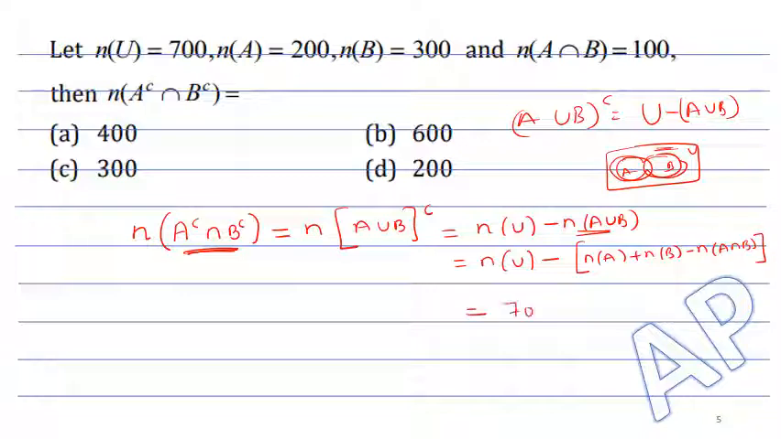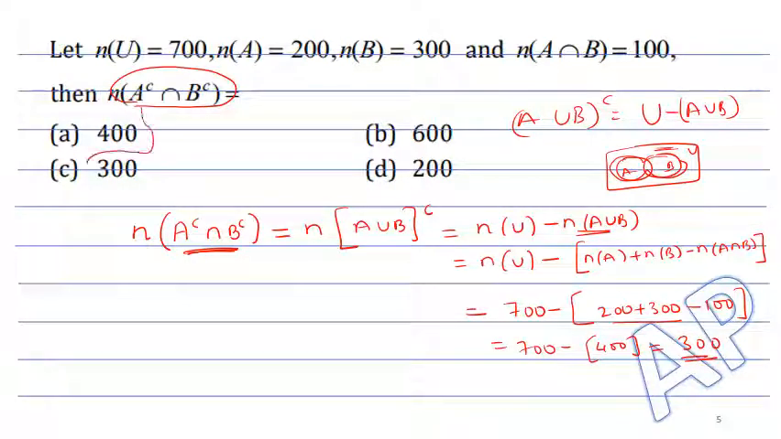n of U is 700, minus n of A, that is 200, plus n of B, that is 300, minus 100. So we have 700 minus 300 plus 200 minus 100. 500 minus 100 is 400, so 700 minus 400, which is nothing but 300. So n of A complement intersection B complement is 300. That is, option C is the correct choice.